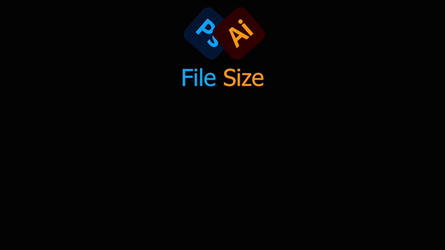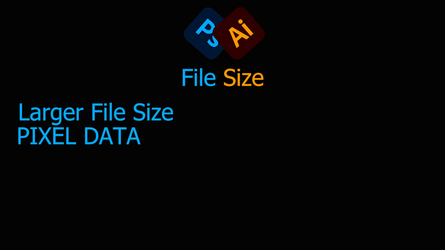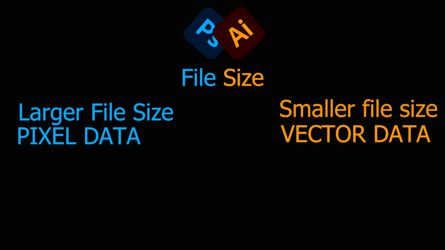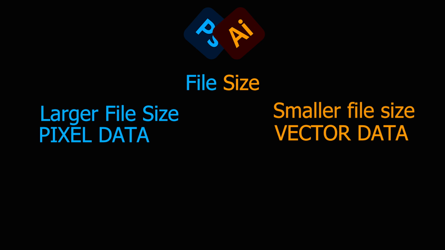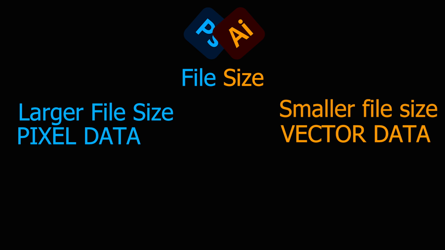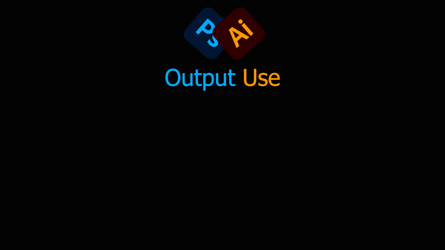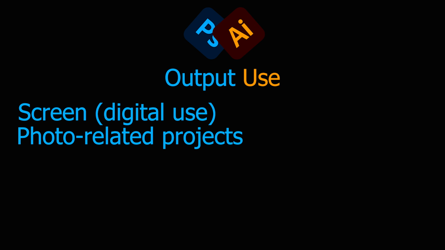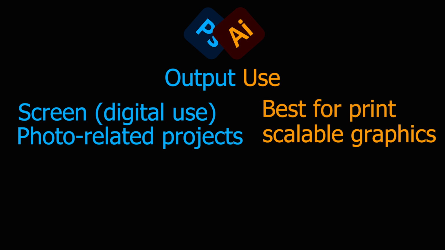File size. Adobe Photoshop typically has a larger file size due to pixel data. Pixel data results in a larger file size as compared to the vector data inside Adobe Illustrator. The image created inside Adobe Illustrator generally has a smaller file size because vector data is more lightweight than pixel data. Output use. Adobe Photoshop is best for screen, meaning digital use, and photo-related projects, whereas Adobe Illustrator is best for print and scalable graphics like logos, as we have said before.